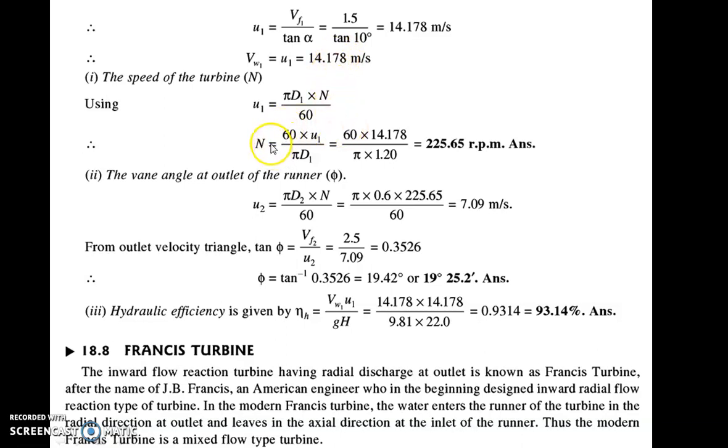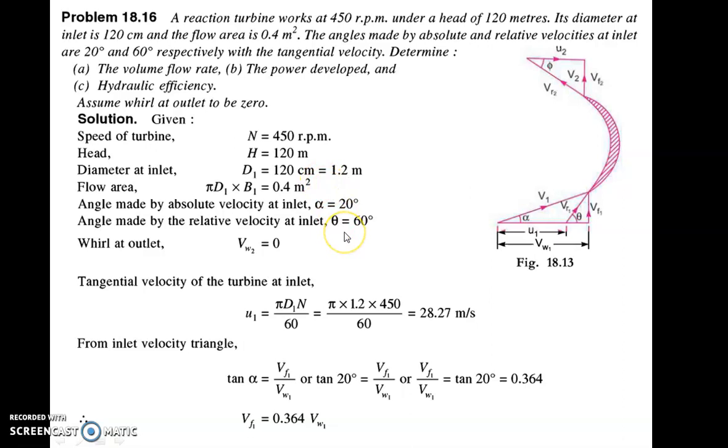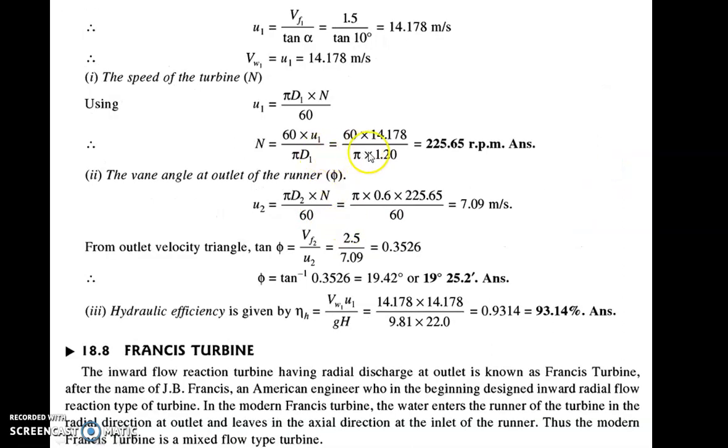So you can calculate the RPM. N is equal to 60 into U1 upon pi D1. So you can calculate the RPM as 225.65 RPM. For the vane angle at outlet, U2 is equal to pi D2 N by 60, where D2 is 0.6. That is, 60 into 14.178 upon pi into 1.2, the inlet diameter, gives the RPM. Once you know the RPM, you can calculate U2, and similarly phi, and the efficiency. Next we will see afterwards.